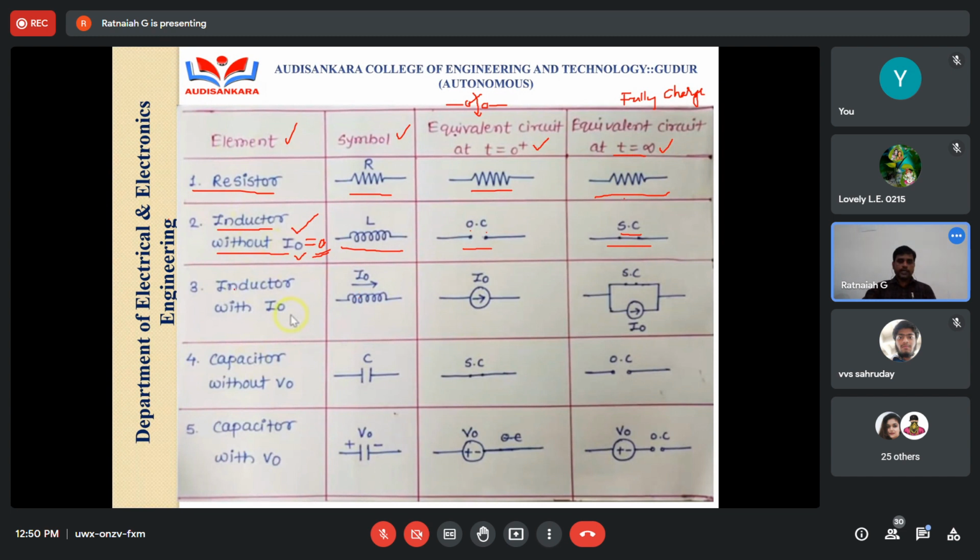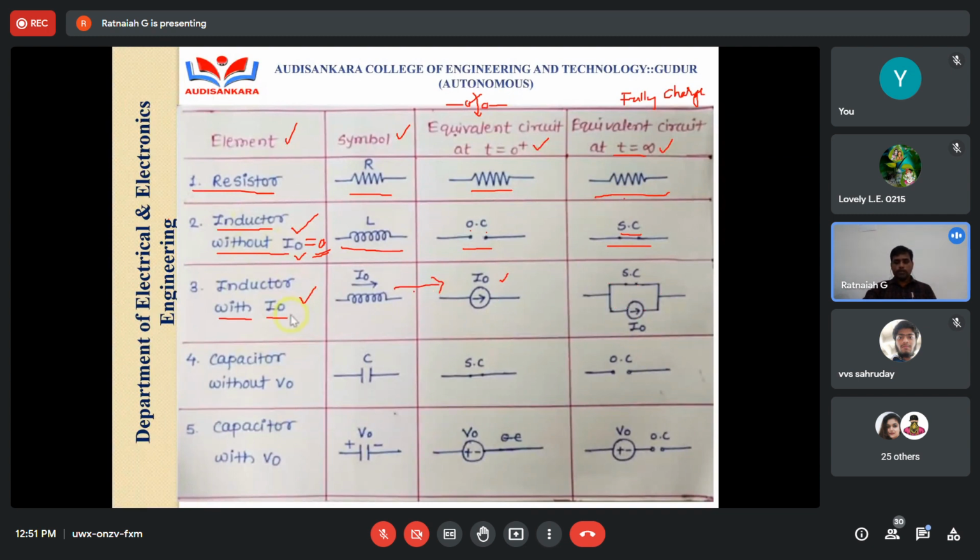When you take an inductor with an initial current I0, how do we replace the inductor at t equal to 0 plus and at t equal to infinity? At t equal to 0 plus, the inductor can be replaced by the initial current, whatever the initial current is, like a current source. At steady state, the initial current in parallel with a short circuit is what we replace it with. That is, the inductor can be replaced by a short circuit with initial current I naught.